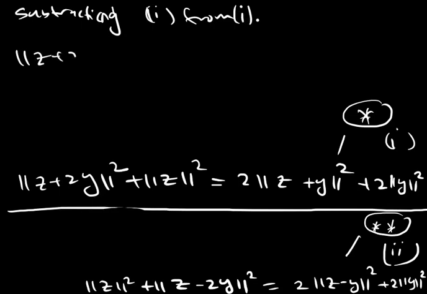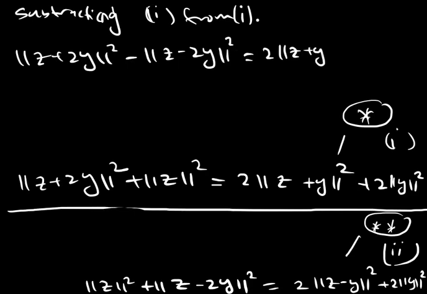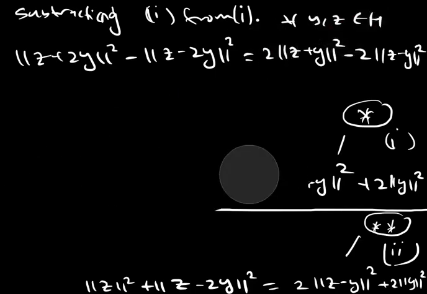Norm of z plus 2y whole square minus norm of z minus 2y whole square. This is 2 times norm of z plus y whole square minus 2 times norm of z minus y whole square. So this is true for all y and z belonging to H. We have just derived this thing from parallelogram law.